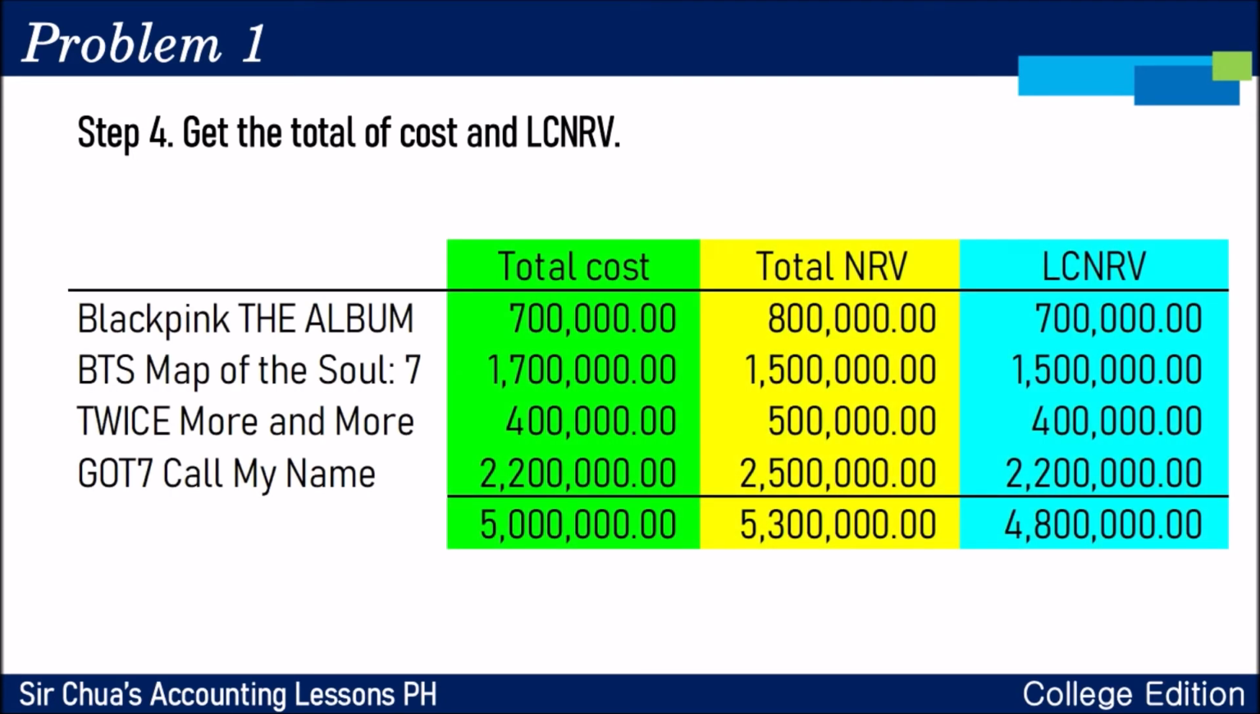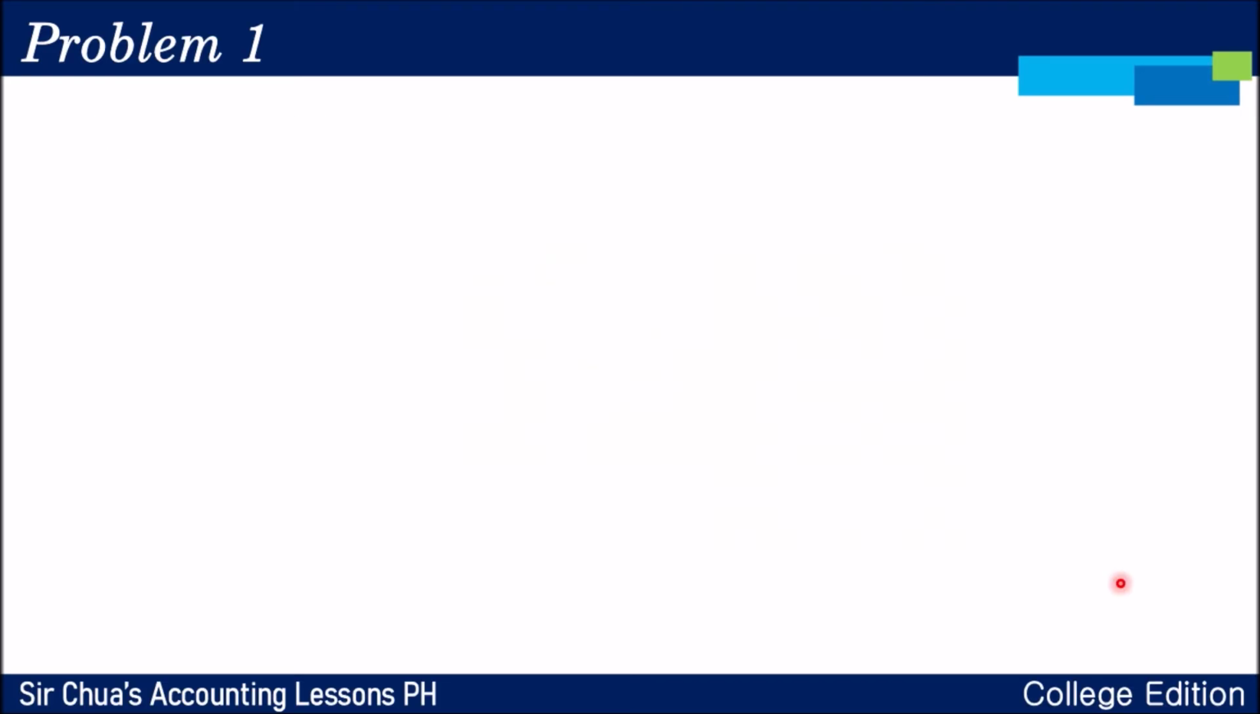Okay? Now the step 4 is get the total of cost and LCNRV. So just get the total. So the total cost for the whole inventory is 5 million and then the LCNRV is 4,800,000. Okay? So with those amounts that you got, then you're ready to apply it to step 5.